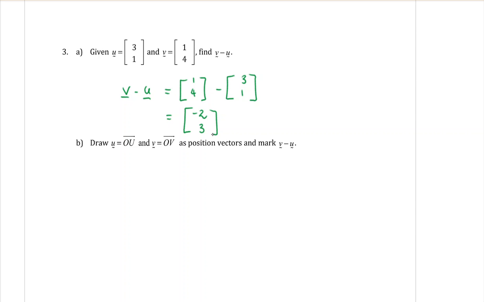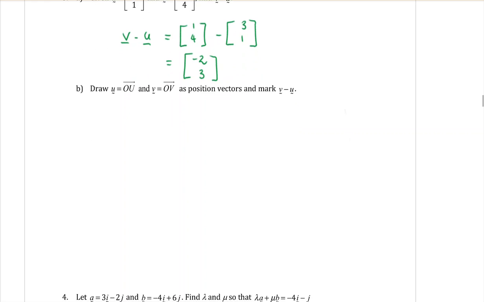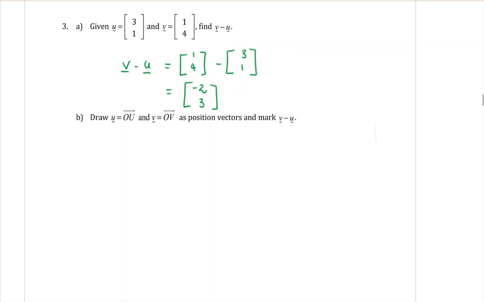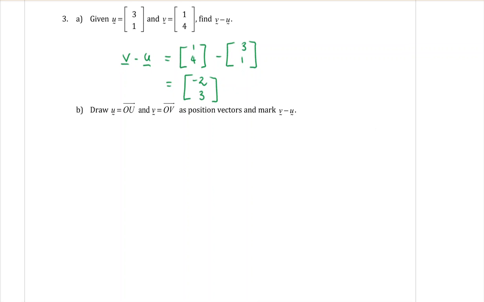Part B wants me to draw vector u as OU from the origin and vector v, OV, as position vectors and mark where v take away u would be. So let's draw that. Everything's positive, so you can just fit it in the first quadrant. For some reason, I thought 4 take 1 was 2. That would be a problem. It would be.